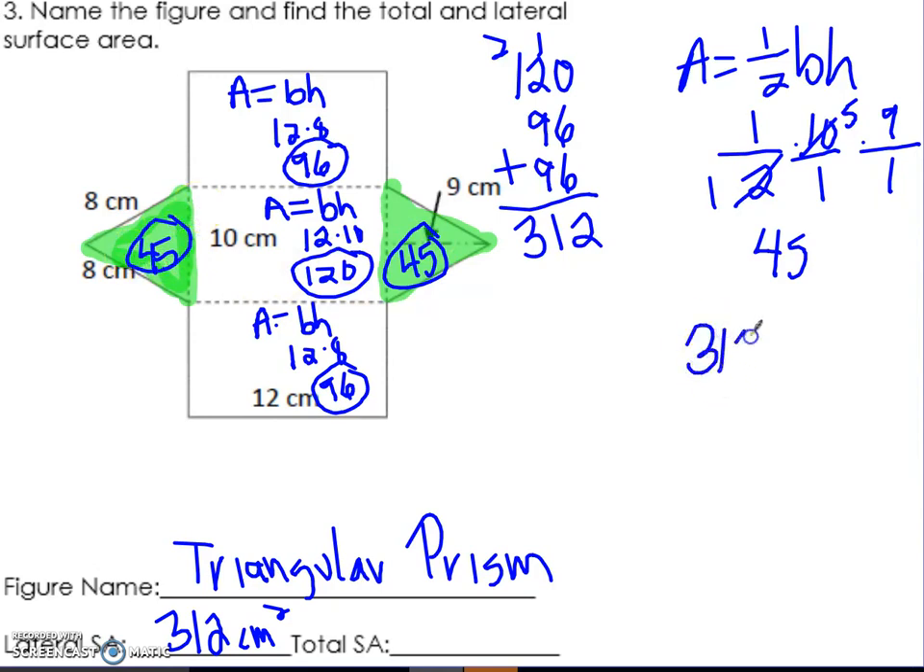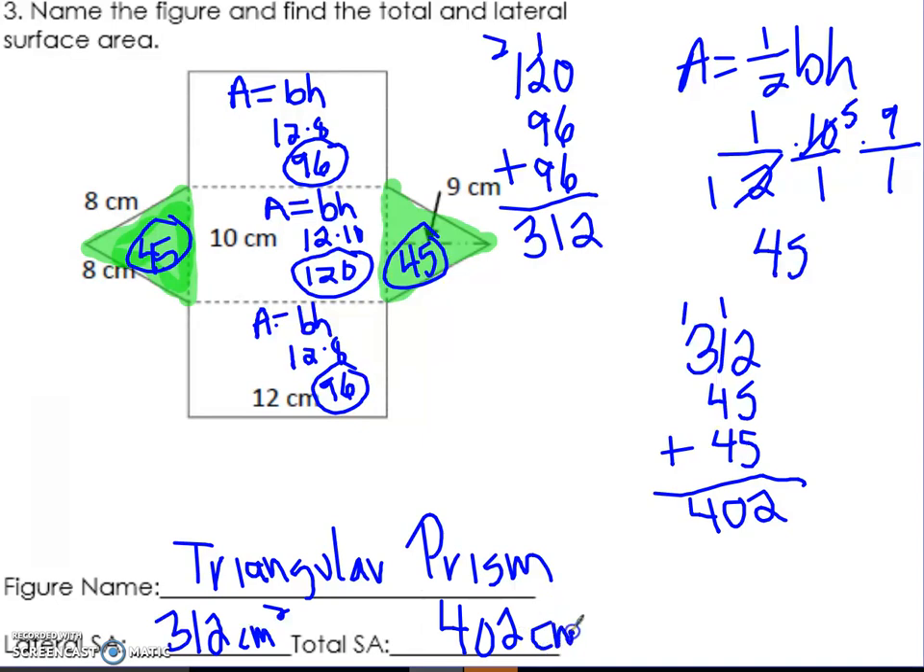To find the total surface area, add up the lateral plus the bases. So 312 plus 45 plus 45. We got 10 plus 2 is 12. 8, 9, 10. 3 plus 1 is 4. So we have 402 centimeters squared.